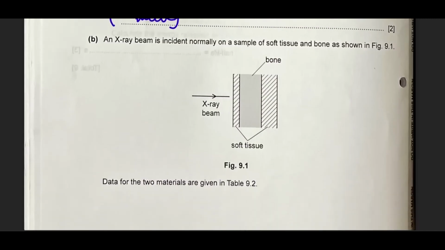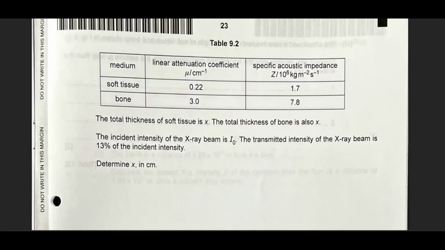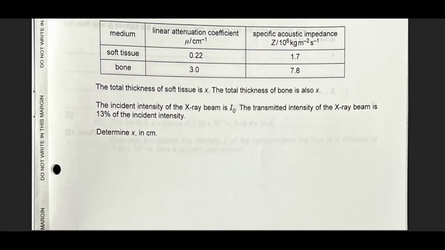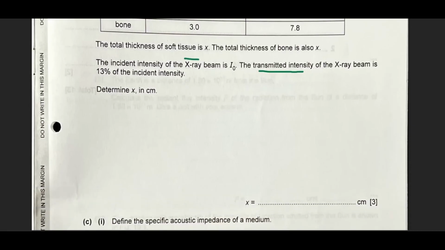All right. Okay, so for the X-ray beam, we have soft tissue and bone. The data for the two materials is given in 9.2. This is that data. The acoustic impedances are given. He says the incident X-ray beam and the transmitted intensity, which means that he is eventually going to talk about the transmission coefficient. Not now, but eventually. And 13% of the incident is transmitted.